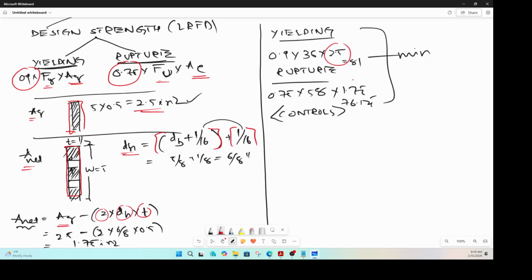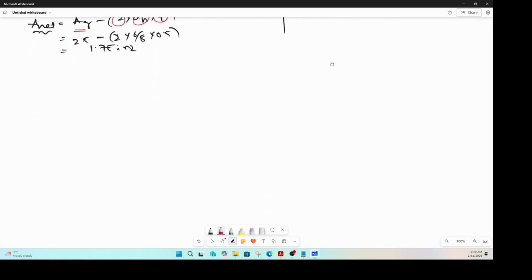This is your A gross, this is your A net, this is your Fu, this is your Fy, this is your strength reduction factor in yielding, this is your strength reduction factor in rupture, and then you find out the strength of the connection as 71.25 kips here. Okay, so that's a pretty straightforward problem. Let's do another problem.